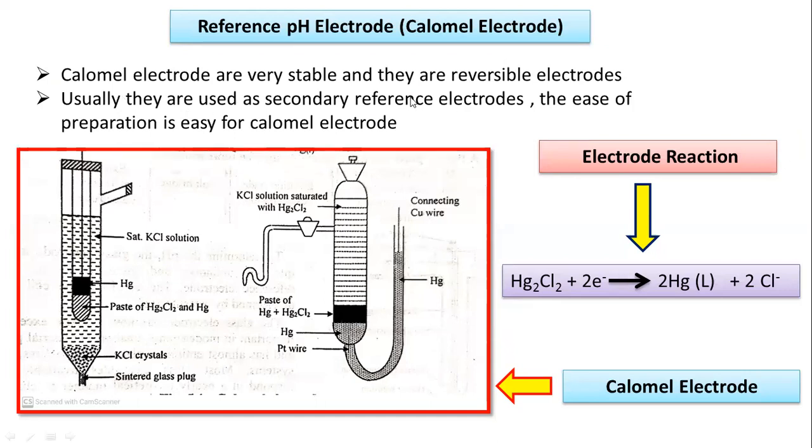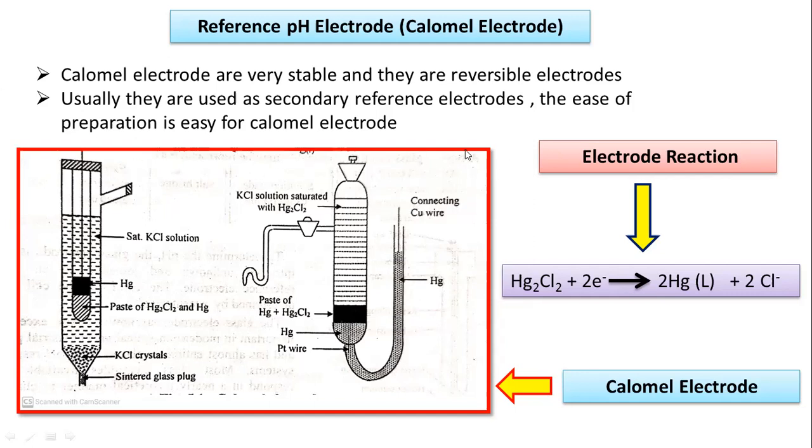Calomel electrodes are generally considered to be very stable, and they are reversible electrodes. Usually they are used as a secondary reference electrode. The ease of preparation is very high for the calomel electrode. So the most commonly used reference electrode in the case of the pH meter is generally the calomel electrode, because it is very stable. They are reversible electrodes, and usually they are considered secondary reference electrodes.